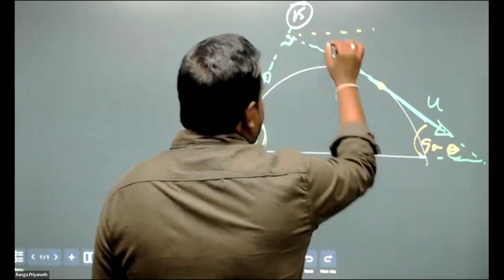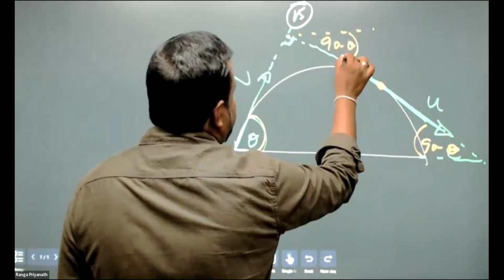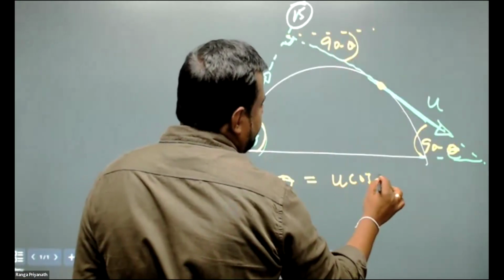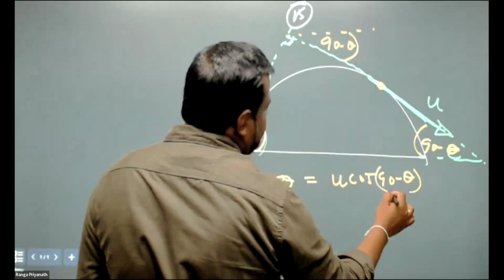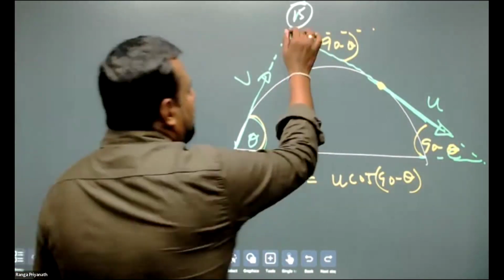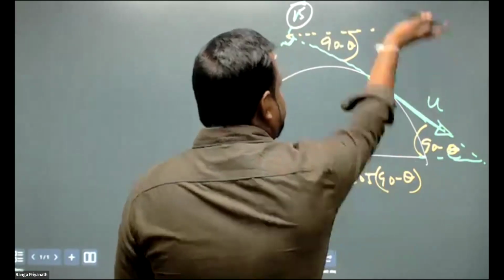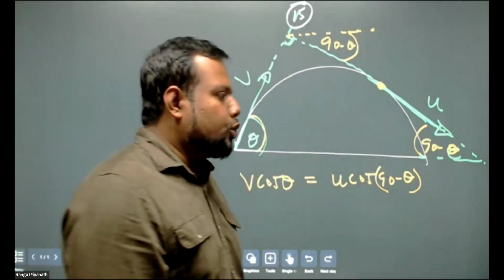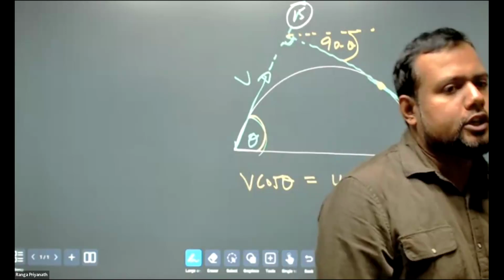If that is 90 minus theta, this is also 90 minus theta. U cos of 90 minus theta must be equal, because they are horizontal components. Horizontal component, because I resolved it. You haven't done these kinds of questions, I don't think. These are all new questions for you all.